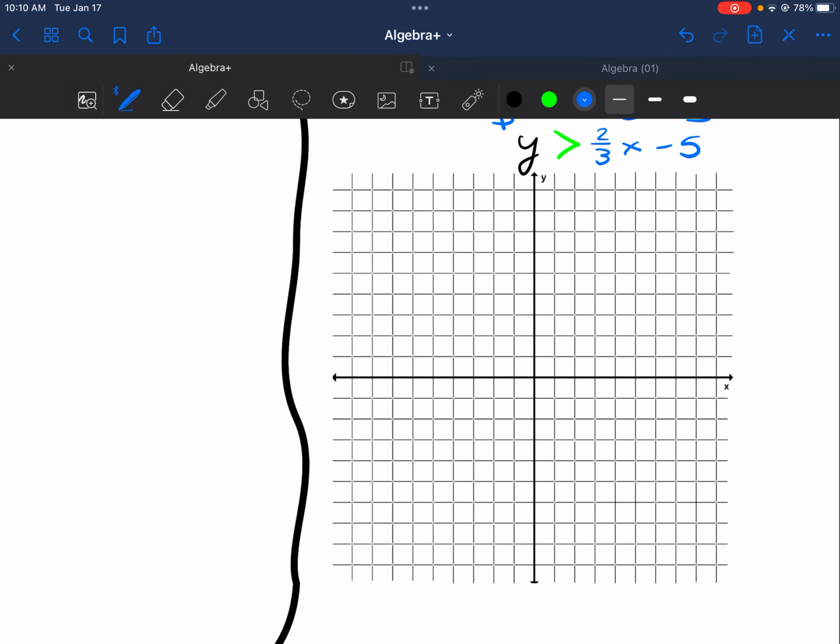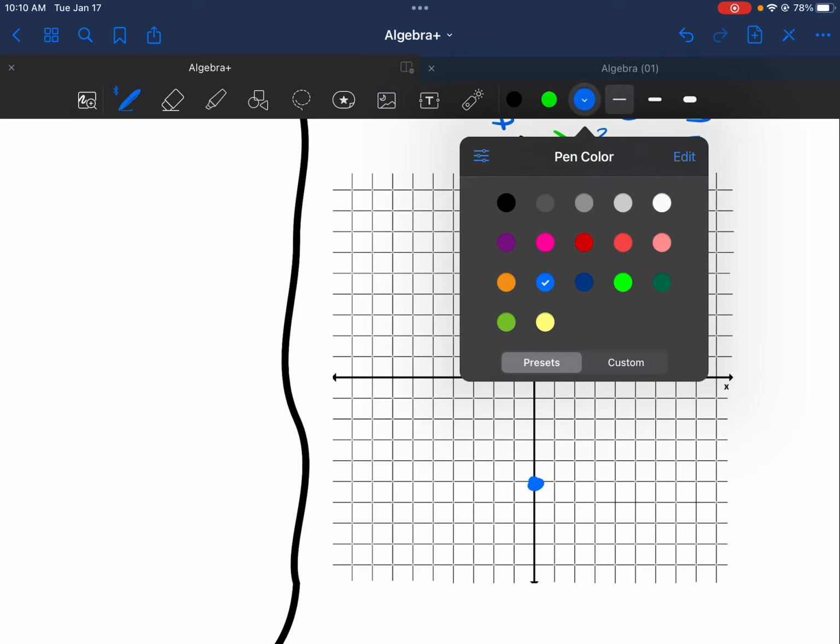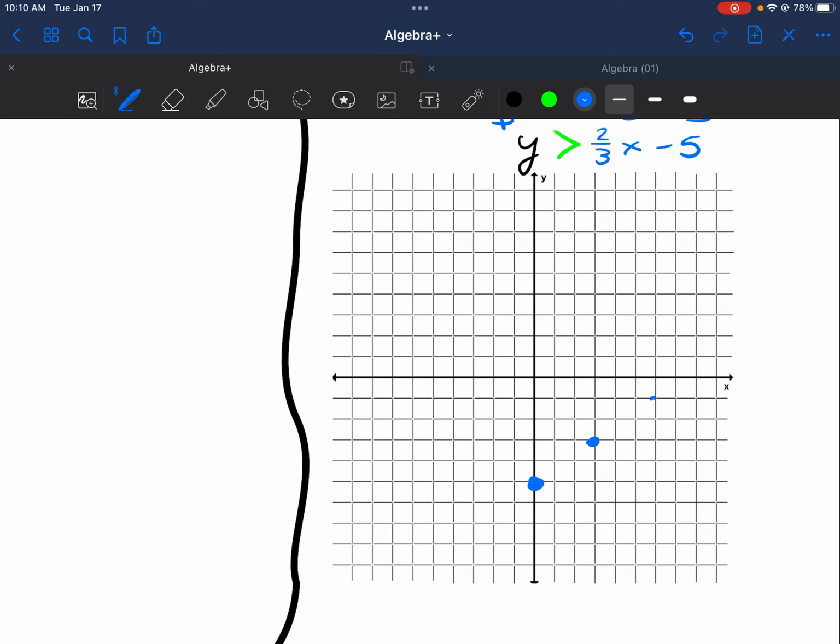Now I'm going to graph this. Well, my b is negative 5, so I'm going to plot my point here. And my slope is 2/3, so I'm going to go up 2, to the right 3. And I'm going to do this straight off the graph and in the opposite direction. Now I need to look at, is it going to be a solid line or a dashed line? Well, there's no equal to symbol here, right? It's just greater than, so it's going to be a dashed line. What I mean by this is you're literally going to take the line and dash it. It's kind of like a broken up line.